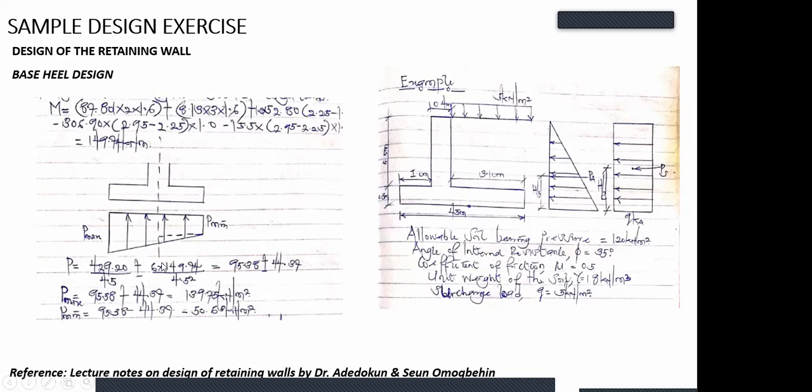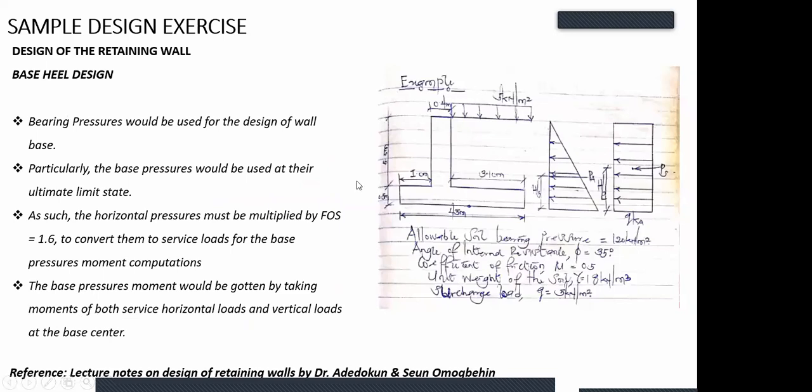You will now use your 6M over B plus something over B square, plus or minus something over B square, which will give you your maximum and your minimum. When you use plus, that is your maximum. When you use minus, that is your minimum. So the maximum acting here is 139, and the minimum acting here is 50.63.